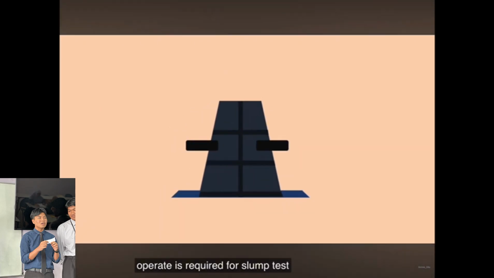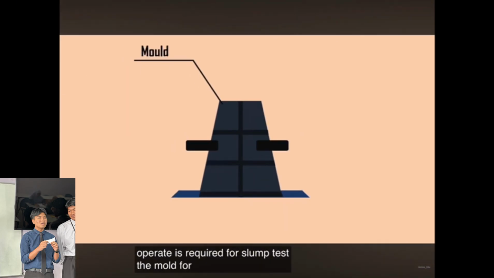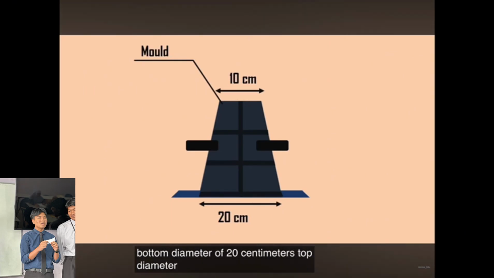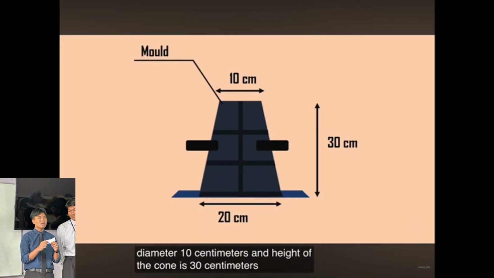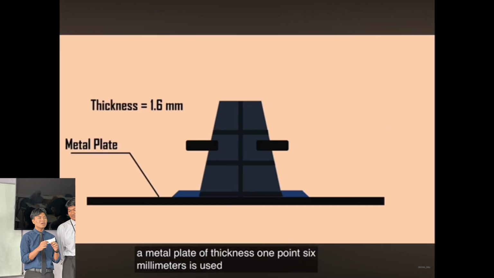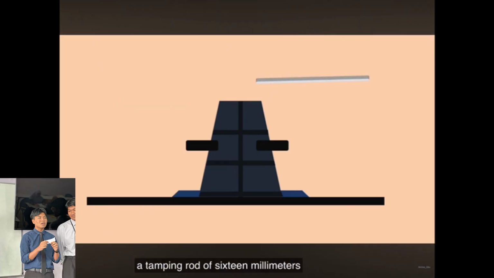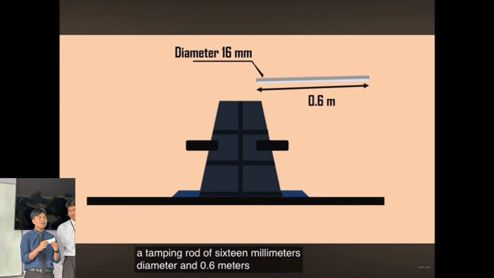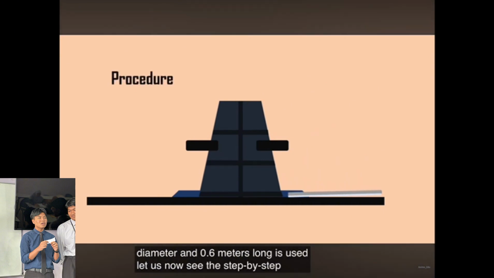The apparatus required for the slump test: the mold for the test specimen is in the form of a frustum of a cone having a bottom diameter of 20 cm, a top diameter of 10 cm, and a height of 30 cm. A metal plate of thickness 1.6 mm is used as a base. A tapping rod of 16 mm diameter and 0.6 meter long is used. Let us now see the step-by-step procedure for the concrete slump test.